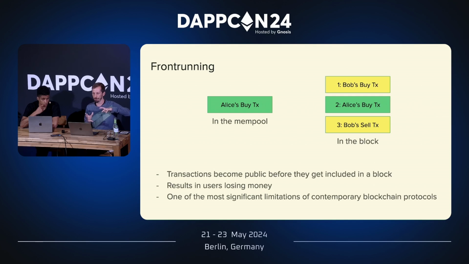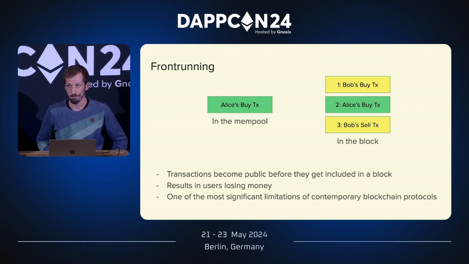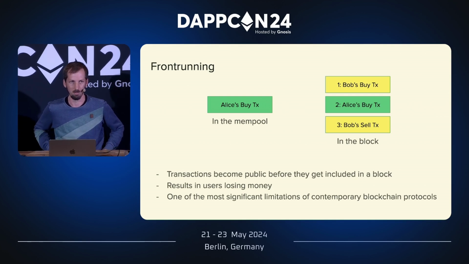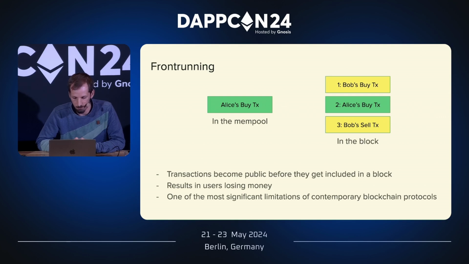So they can wrap your transaction with two other transactions, and by doing so, they can make a profit. Because if they know that you will buy after them, then the price will increase. So they buy at a cheaper price, and then they sell at a higher price. So they make a risk-free profit, and Alice makes a loss. So it's bad for Alice. And in our opinion, this is one of the most significant limitations of blockchains today, that they allow this kind of behavior. For the most part, blockchains work quite well for users, but not in this case.